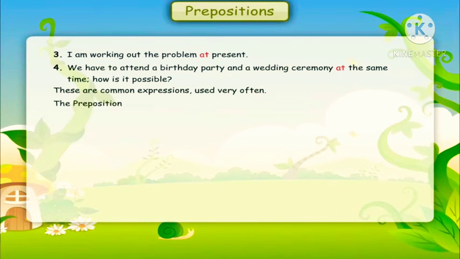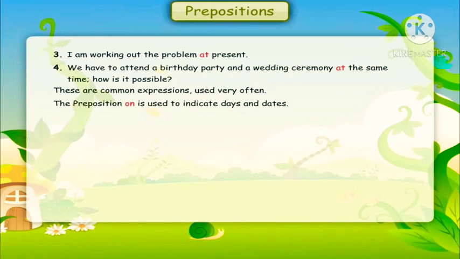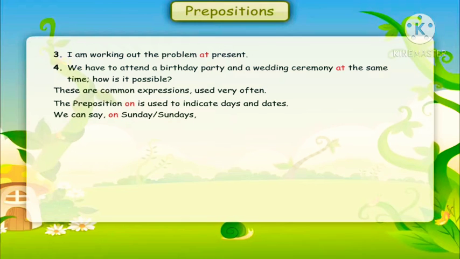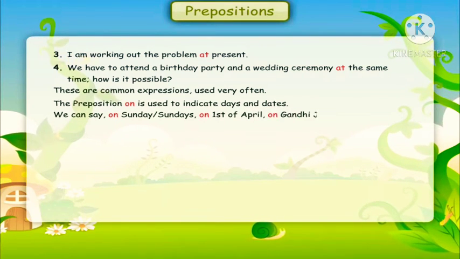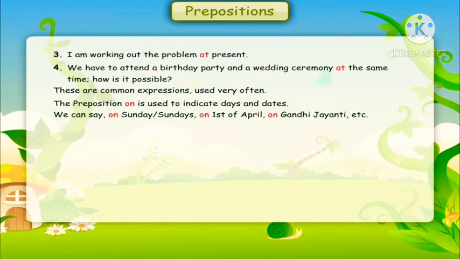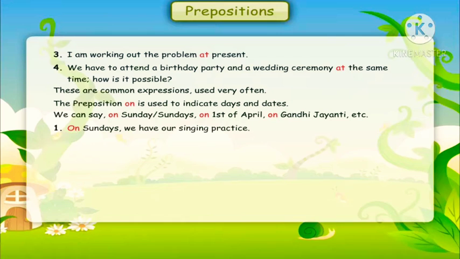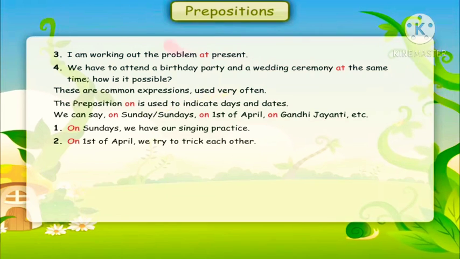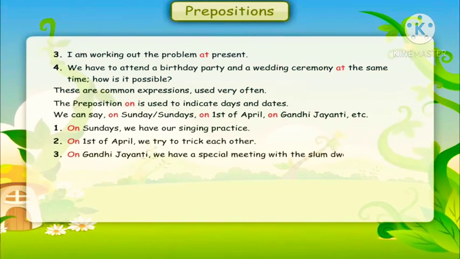The preposition on is used to indicate days and dates. We can say on Sunday or Sundays, on 1st of April, on Gandhi Jayanti, etc. On Sundays, we have our singing practice. On 1st of April, we try to trick each other. On Gandhi Jayanti, we have a special meeting with the slum dwellers.